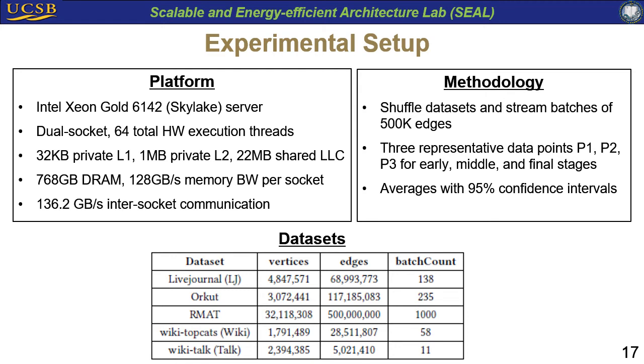Second, since streaming graphs are evolving over time, we try to capture this evolving behavior with 3 representative data points, P1, P2, and P3, which indicate the early, middle, and final stages of execution. And finally, all the experimental results are represented as averages with 95% confidence intervals. We choose 5 different data sets ranging from about 5 million to 500 million edge count. And the batch count column indicates the number of batches streamed into the streaming graph analytics system for that particular data set.